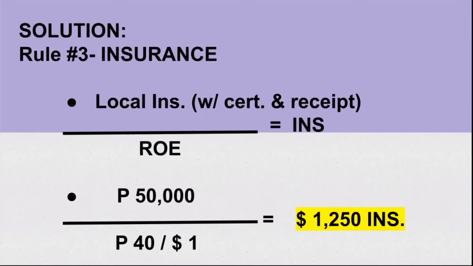According to rule number 3 in insurance, we have here the local insurance with certification and receipt. We just divide it by the rate of exchange to get the insurance.